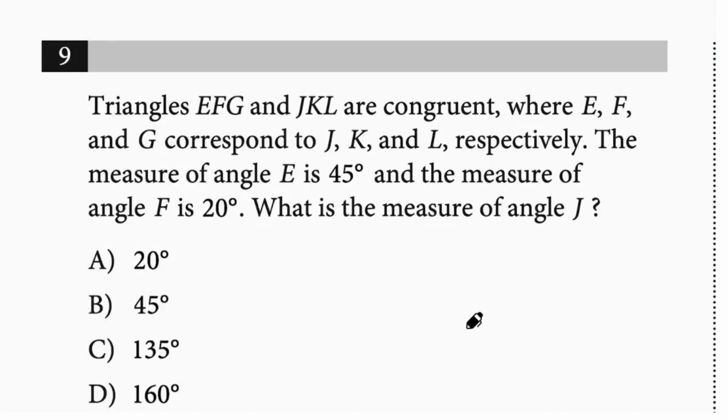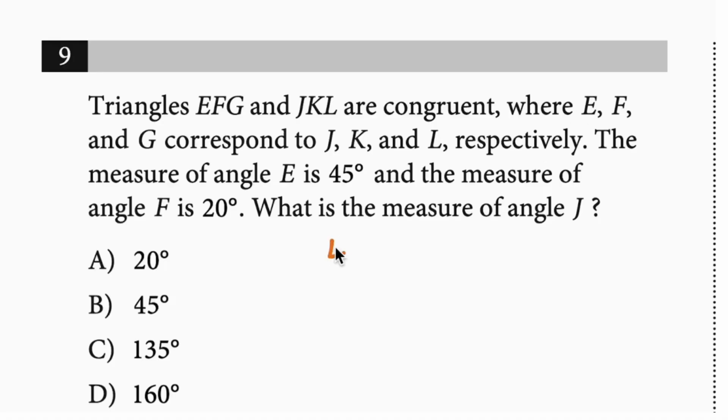Question number 9. Triangles EFG and JKL are congruent, where E, F, and G correspond to J, K, and L respectively. When there is a word "respectively" here, that means we have to mind the sequence.